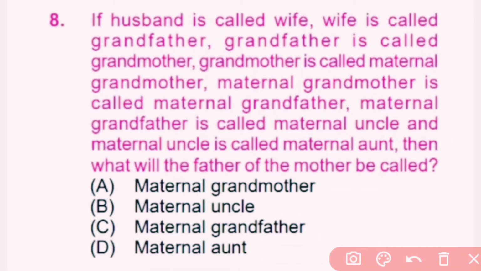If husband is called wife, wife is called grandfather, grandfather is called grandmother, grandmother is called maternal grandmother, maternal grandmother is called maternal grandfather, maternal grandfather is called maternal uncle, and maternal uncle is called maternal aunt, then what will the father of the mother be called? Father of the mother is maternal grandfather. But here maternal grandfather is called as maternal uncle. So here B is correct answer.